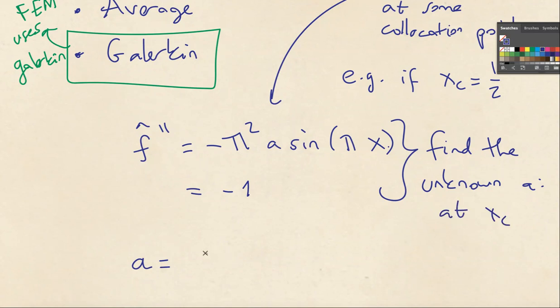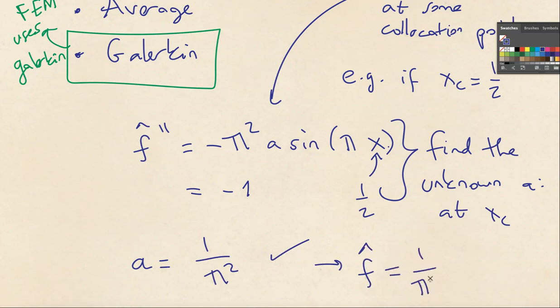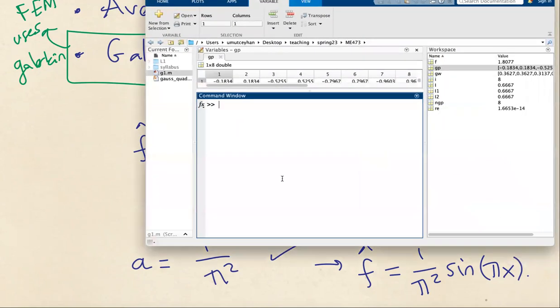So a is going to be what? 1 over pi squared. If you put a half here, what is sine pi over 2? 1, correct? So it's 1 over pi squared. That means for this case, my approximate solution is 1 over pi squared times sine pi x. Now, I didn't solve the governing equation, so I didn't integrate, but let's compare in MATLAB.